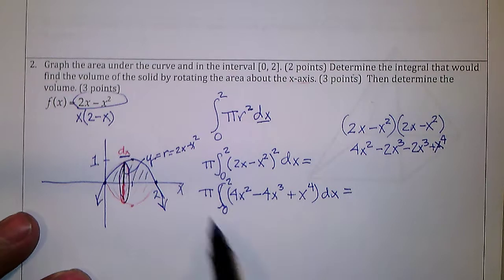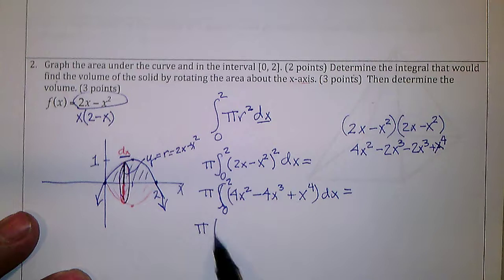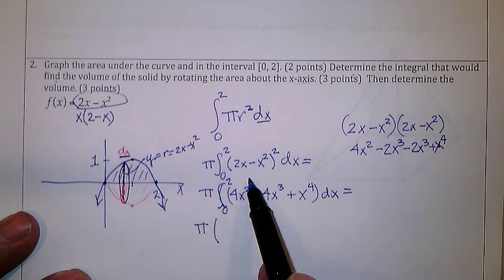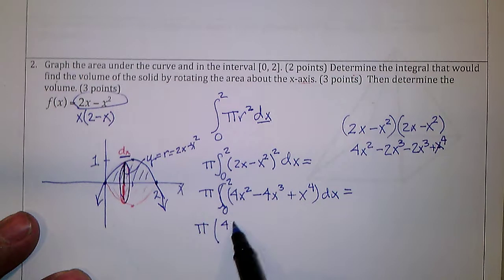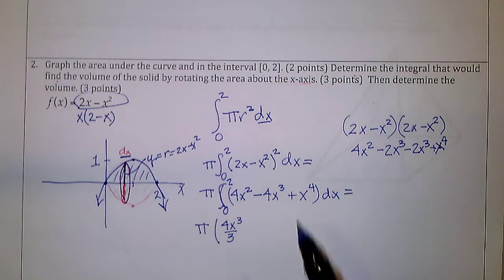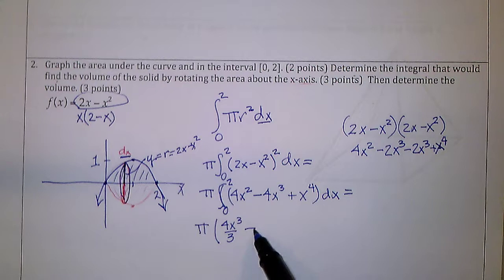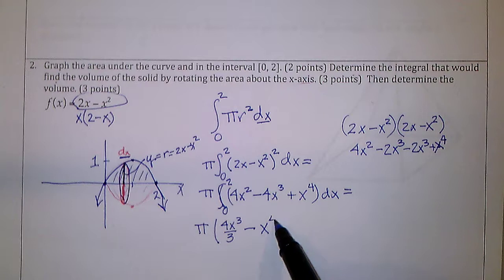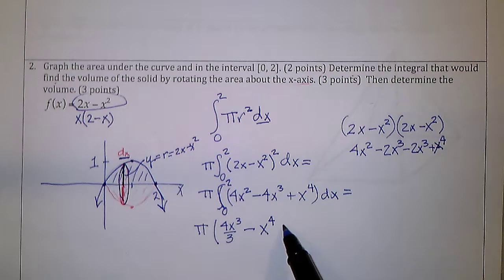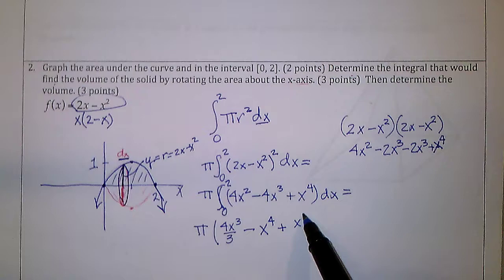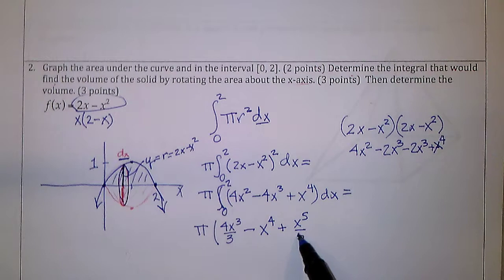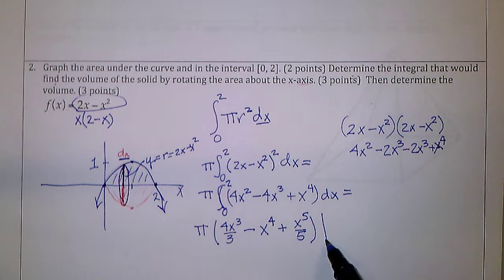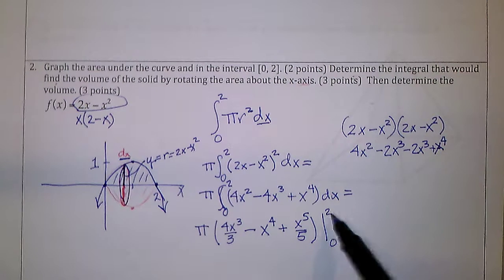Integrating this, I get pi times: going to the third power, it's going to be 4x to the third over 3, minus, going to the fourth and dividing by 4, it would just be x to the fourth, plus, going to the fifth, x to the fifth over 5, evaluated from 0 to 2.